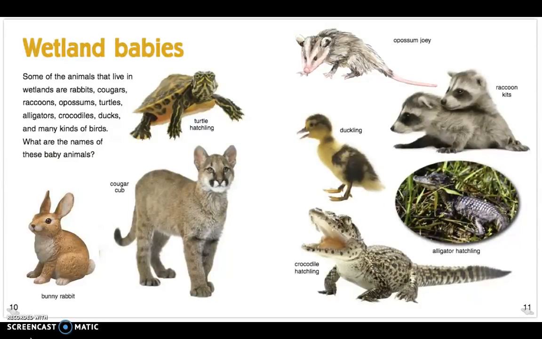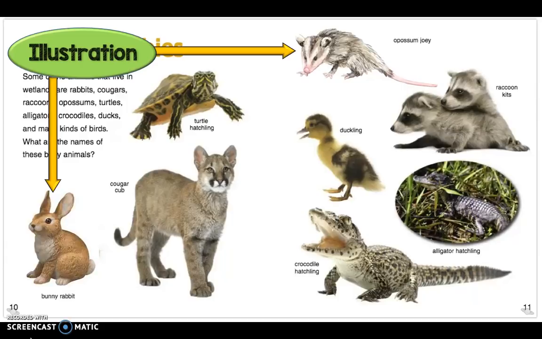On this page, there are lots of pictures, but some of the pictures look different. Can you find the pictures that look different and explain why they look different? What makes them different? Pause the video, figure it out, and press play when you've got it. Alright, so 2 of these pictures look different. The bunny rabbit and the possum are a picture called illustration.